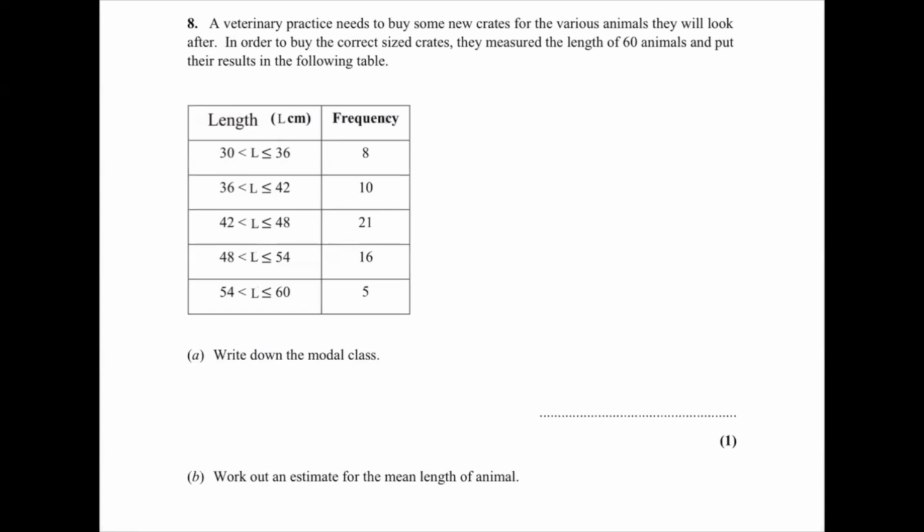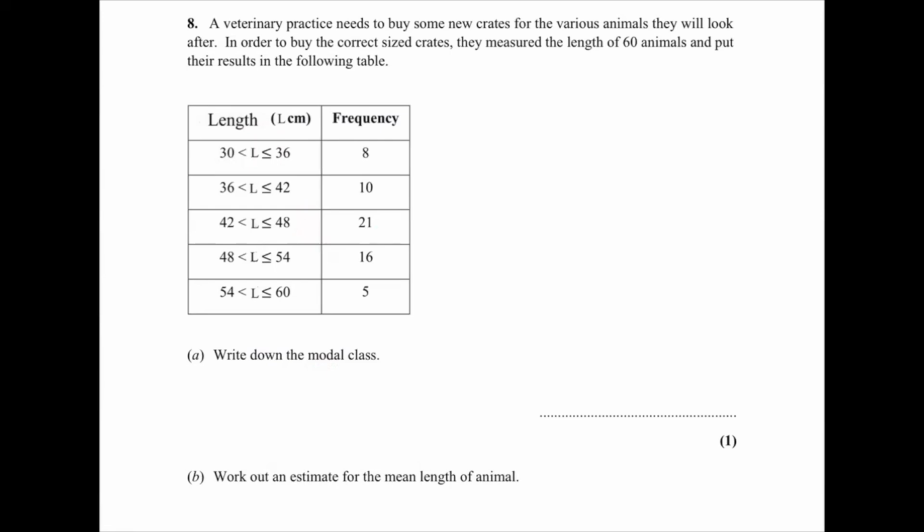Okay, our next table is another frequency table question. Now, this is the grade 4 question that I mentioned earlier in the video. So we're being told a story about a veterinary practice that are going to be buying some new crates, and they're measuring the lengths of the animals coming in so that they can buy the right sizes. First question is we're being asked to write down the modal class. The modal is just another way of saying mode. Mode means most common. So the most common length is this one here because it came up 21 times.